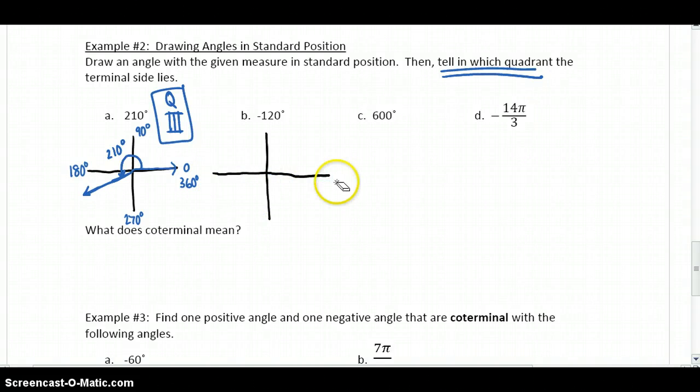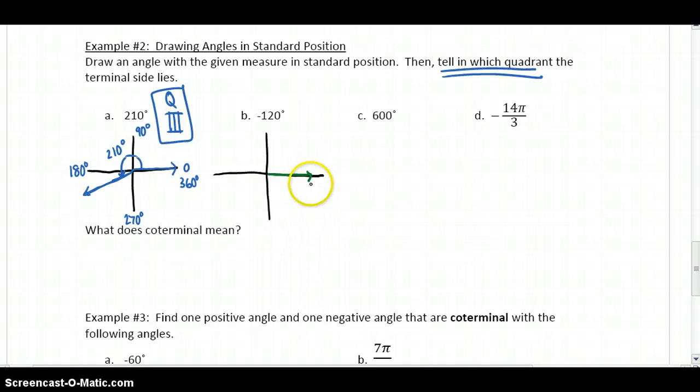Once again, I'm going to start by drawing. That was a bad one. Let's try that again. One more time. There. Alright, by drawing, we're sketching negative 120 degrees now. Don't worry, it's negative, but we know how to handle that, okay? We still have the same initial side on the positive x-axis.